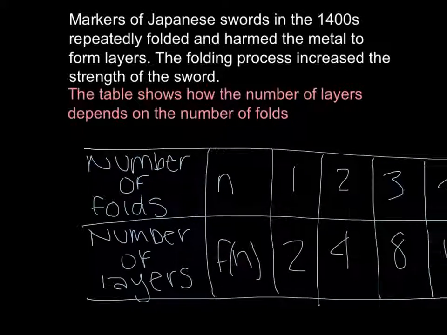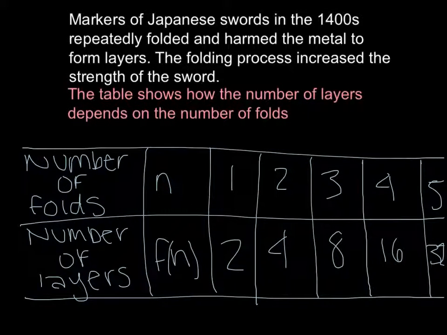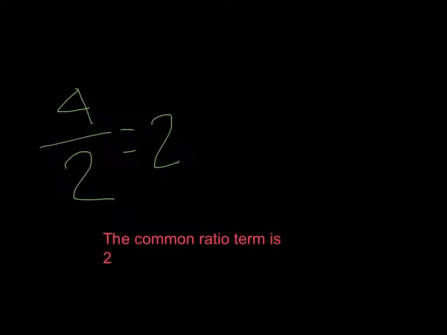These are the number of folds, and these are the numbers of layers. To write the recursive rule, find the common ratio by calculating the ratio of consecutive terms. 4 and 2 are the first two numbers of the table, and 2 is the common ratio. You get the common ratio by dividing the first two numbers of the table, so the common ratio is 2.